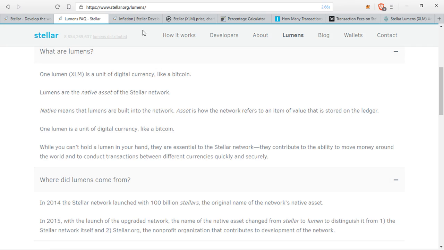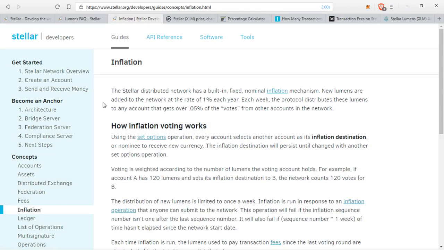Unlike many other cryptocurrencies, Stellar has a built-in inflation that is part of their network. The Stellar distributed network has a built-in fixed nominal inflation mechanism. New lumens are added to the network at a rate of 1% every year. Each week, the protocol distributes these lumens to any accounts that get over 0.5% of the votes from other accounts on the network. For a simpler understanding, it simply comes down to new lumens being created every single year. This is the point of inflation, to have more of them on the network than you previously had before.